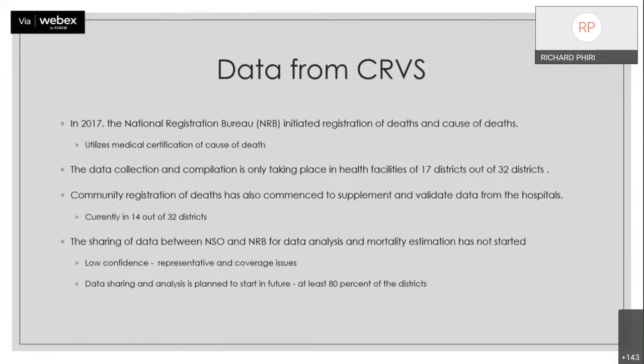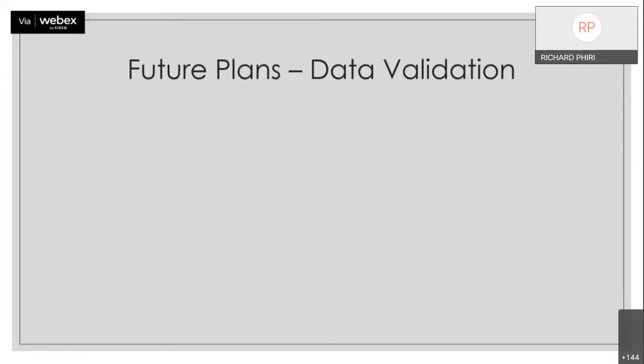The plan is that we should be sharing data between the NSO and the NRB, so that in addition to the data which we collect as NSO, we should also have data from the NRB, which is collecting information on deaths and cause of death. Because the system is still new, there's low confidence because of the issue of representativeness and coverage. We are planning to start sharing the data once they reach 80% of the districts.